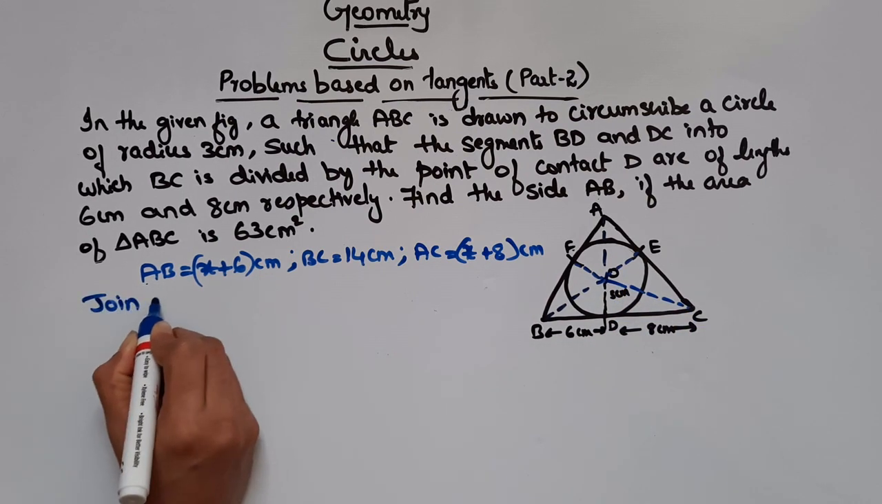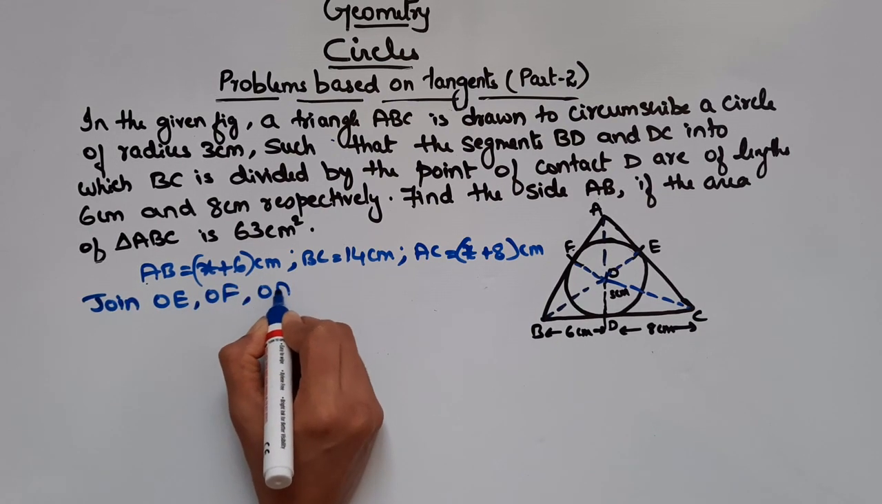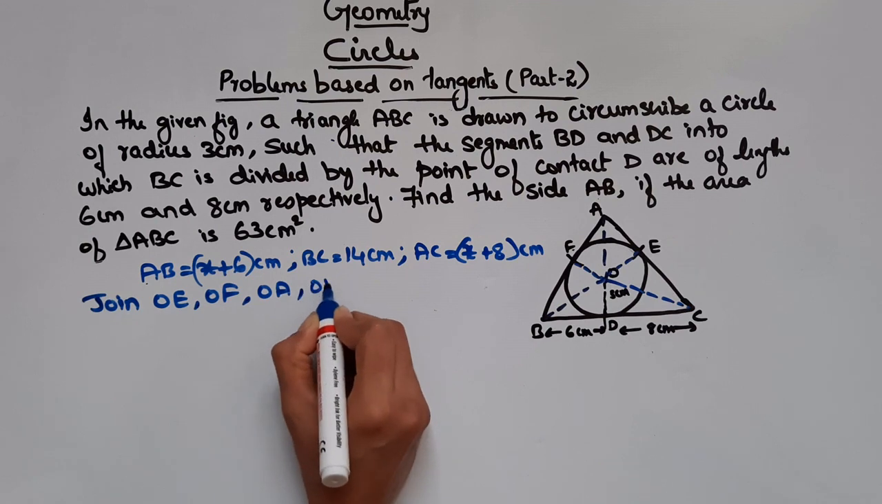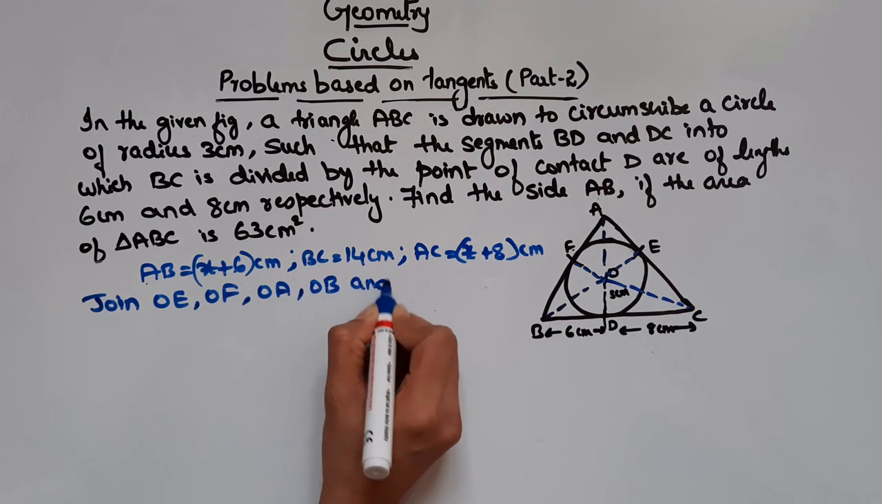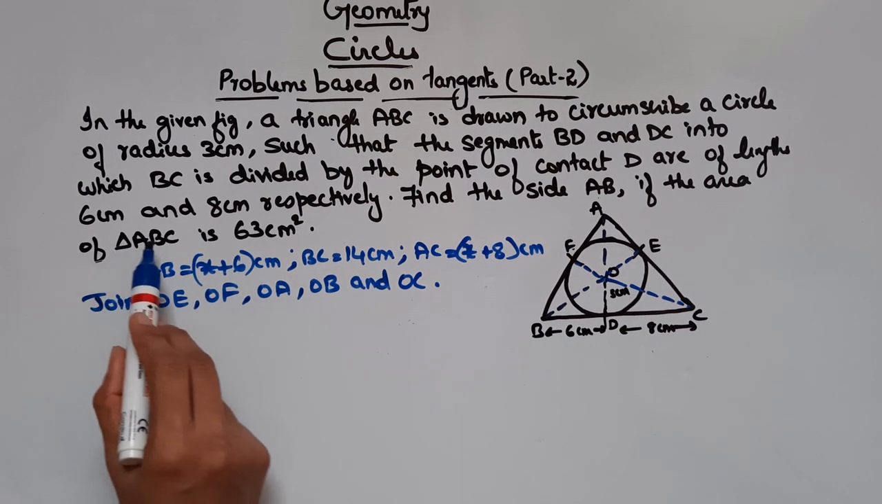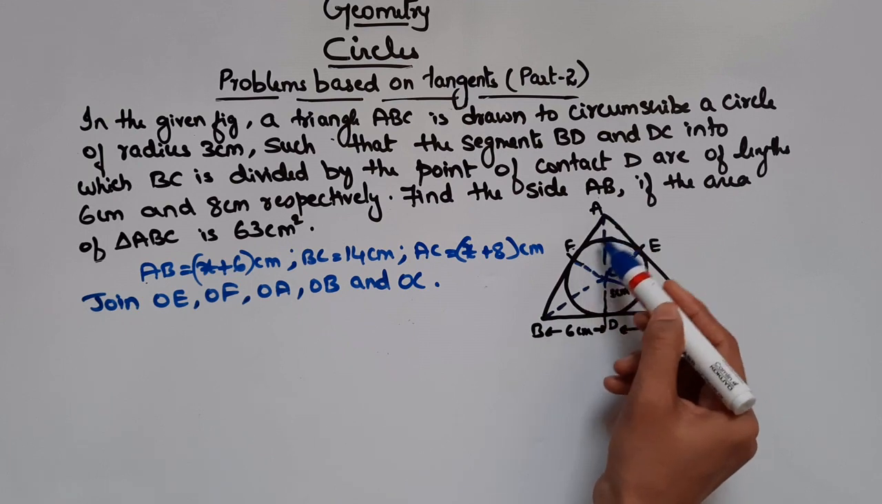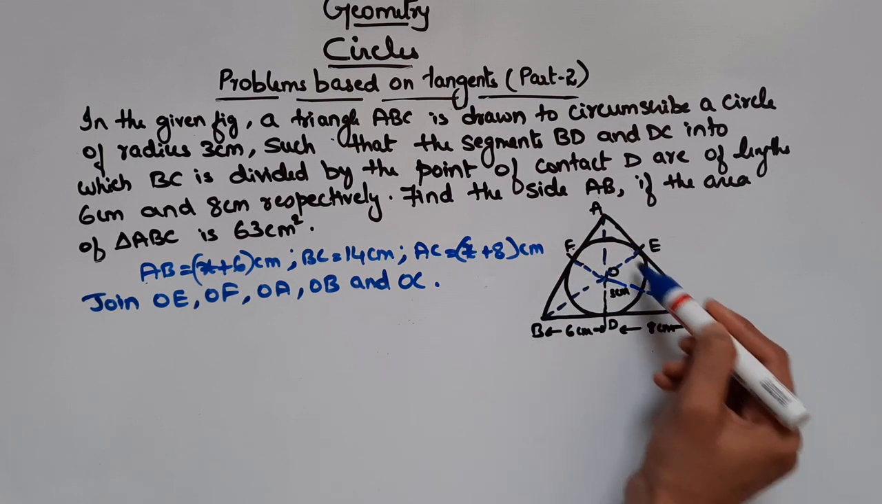Join OE, OF, OA, OB and OC. Alright. So here it is given area of triangle ABC is 63 square centimeter. That is this whole area of triangle ABC.